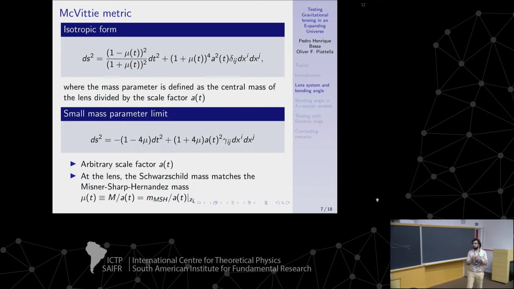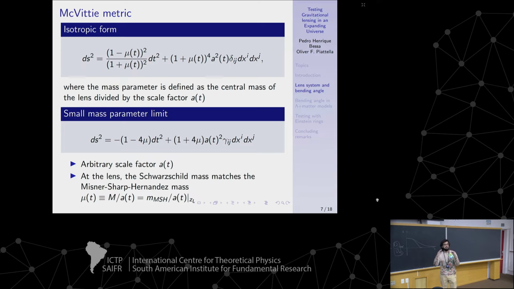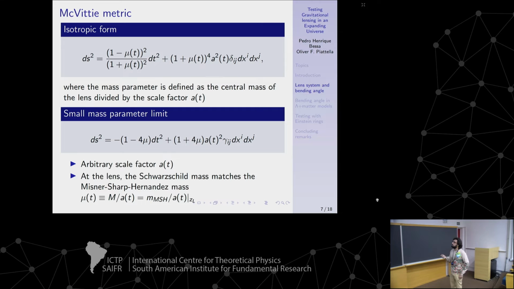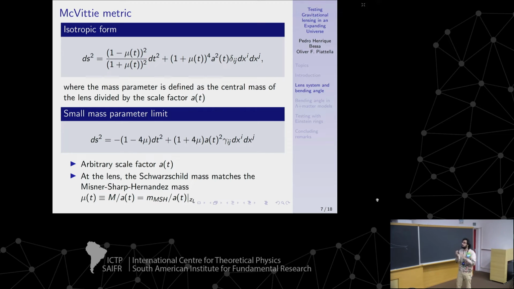So you see it takes into account that as the universe expands, the place where the lensing happens is changing. One way to better understand what happens is defining the Misner-Sharp-Hernandez mass, which takes into account the areal radius, the mass that's enclosed in space-like hypersurfaces around the mass that you're trying to study. And okay, I'm going to choose this metric to model my effect.